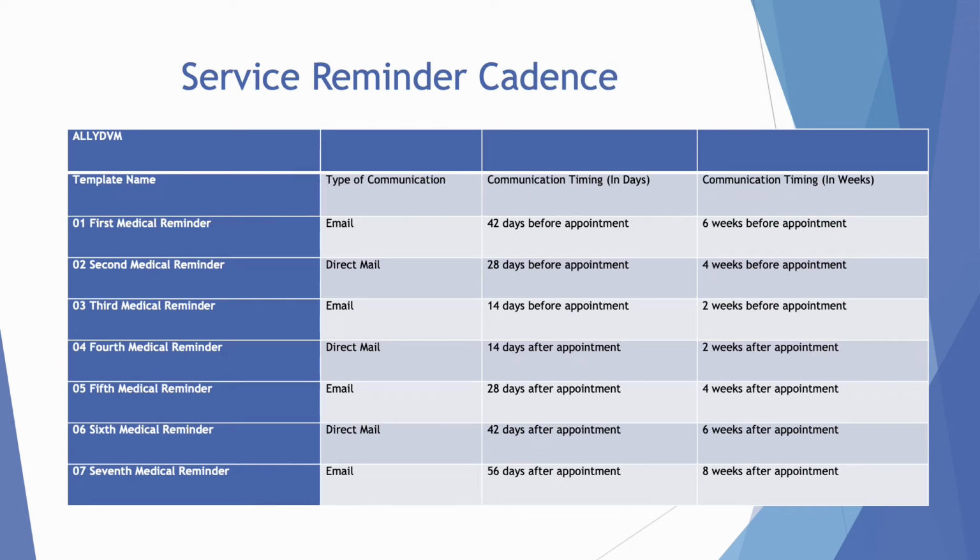So this slide here is just an example, the actual service reminder cadence. There's not really any action that you have to take on this. We just want you to be aware of when we're sending out and how often we're sending out communications to the clients, okay? So on the left, it shows the name of the reminder. This comes out in that report that Julie sends you guys once a week to show how many reminders went out of each kind. So you can see the next column is the type of communication. So it goes back and forth, email, direct mail, email, direct mail, email, direct mail.